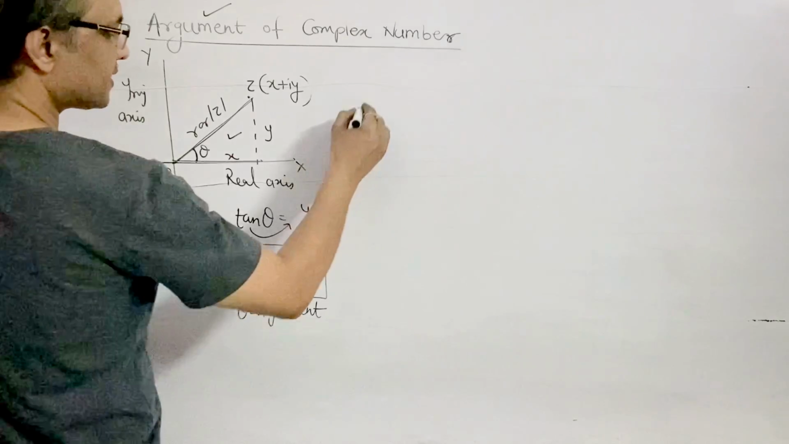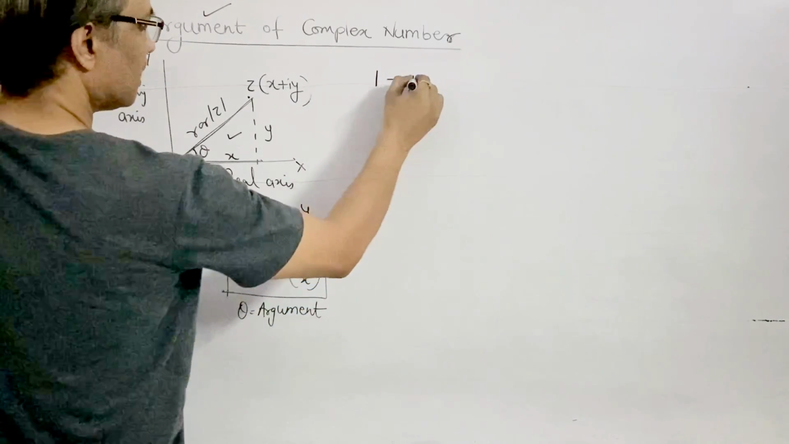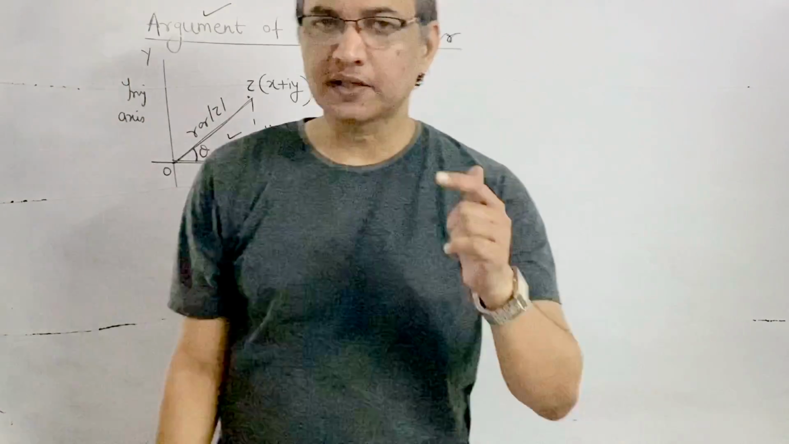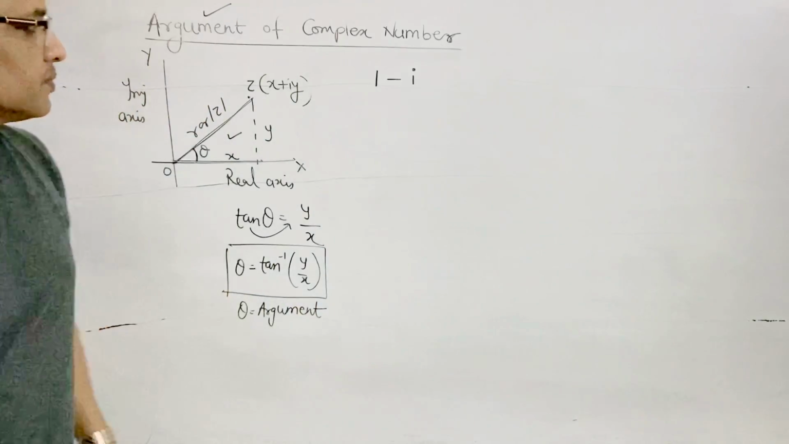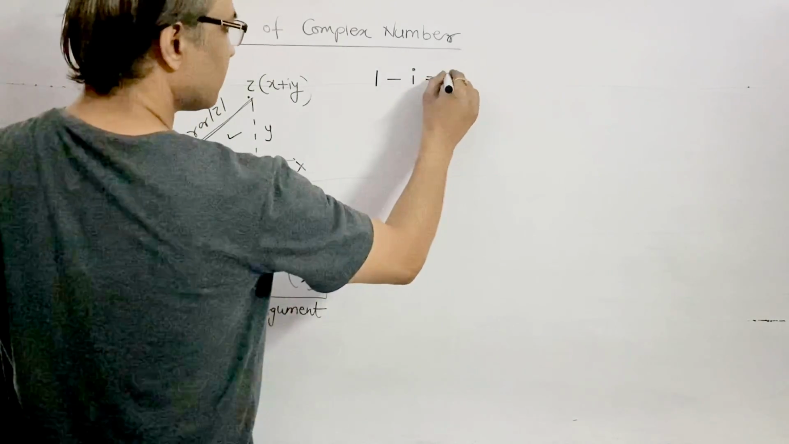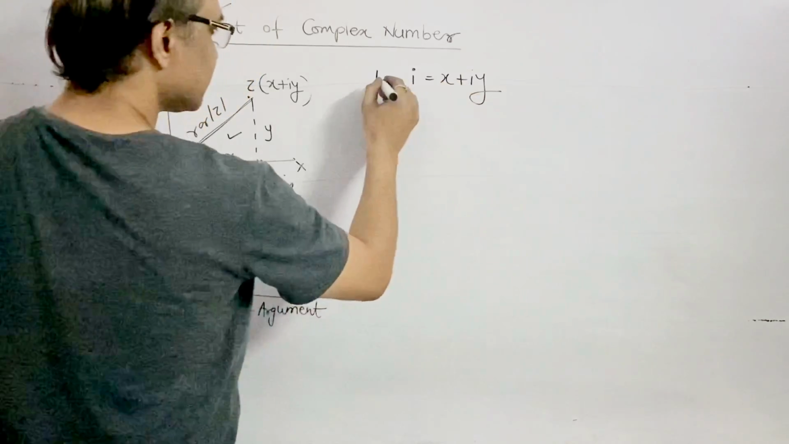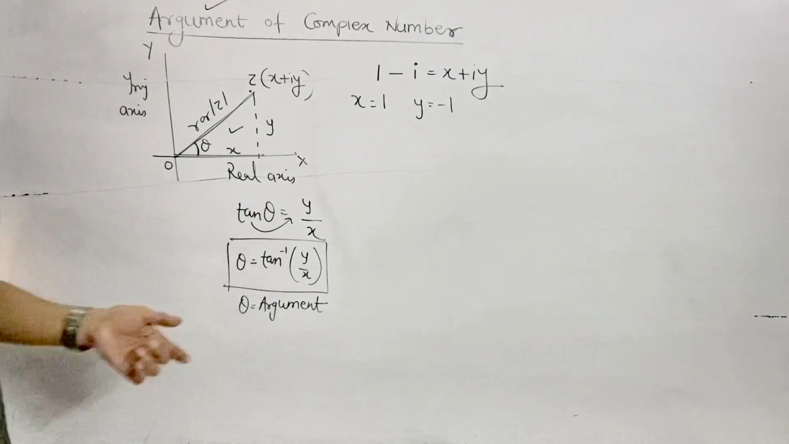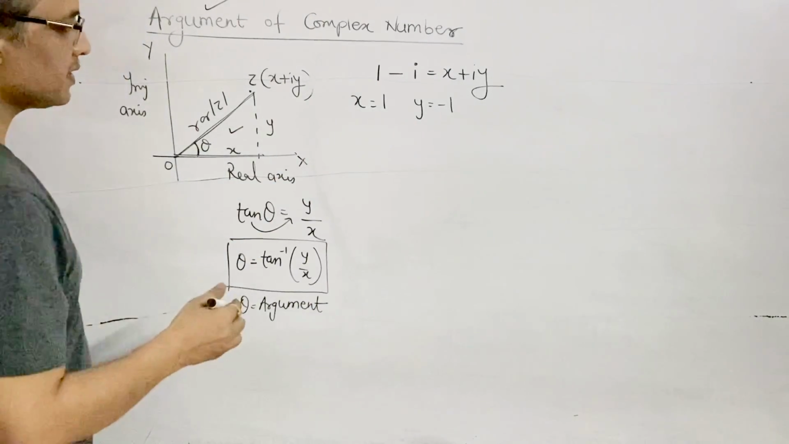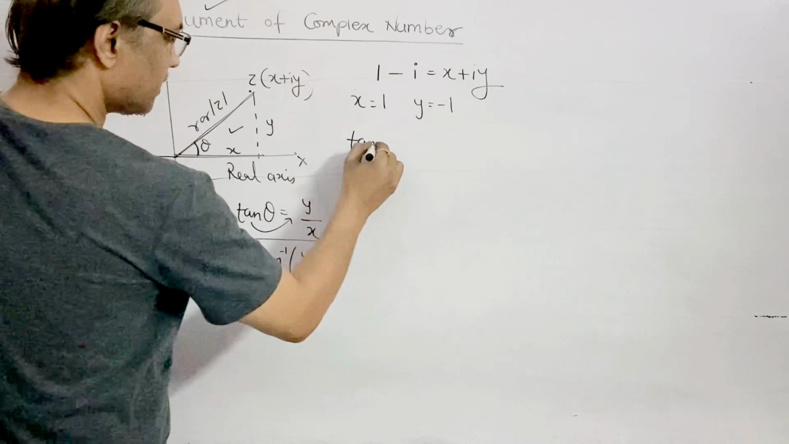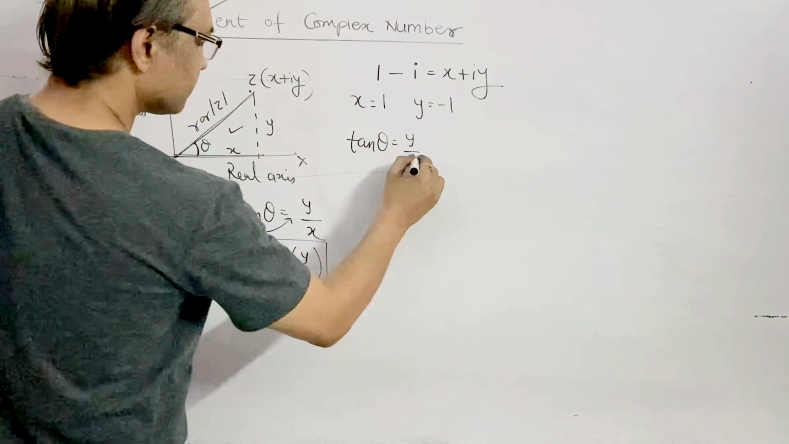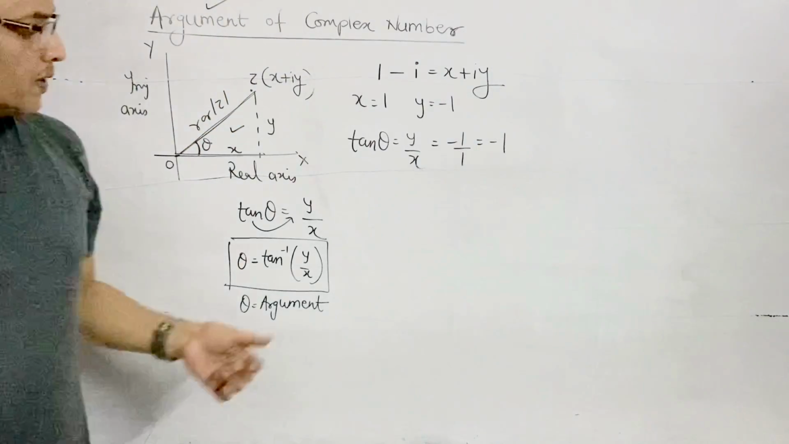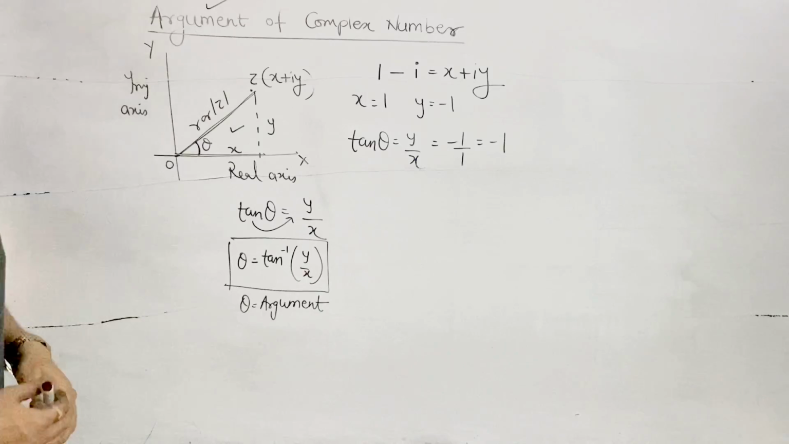Suppose we have a complex number 1 minus i. Complex number is 1 minus i. And we want to find the argument of this. We compare it with x plus iy. x is 1, y is minus 1. So we've got the values of x and y. Now let us find tan theta. Tan theta we know is y upon x. So it is minus 1 upon 1, that is minus 1. So we have got the value of tan theta as minus 1.